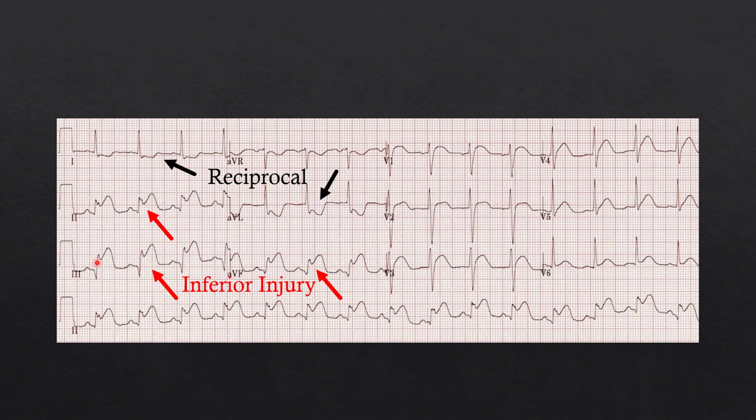So in this one, we have a classic inferior. We have all the things. We have the check mark sign. We have ST elevation. We have Q waves. We have reciprocal changes, hyperacute T waves. The whole checklist is here, and this is a fairly obvious inferior injury pattern.